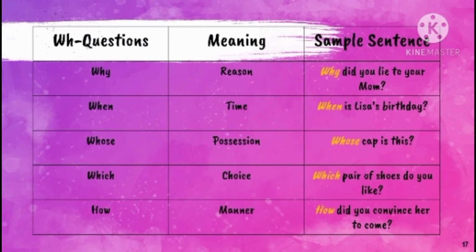Next, we have the WH question whose. This question asks for a possession. For example, whose cap is this? Next, we have the WH question which, which asks for a choice. For example, which pair of shoes do you like? And lastly, we have the WH question how, and it asks for a manner. For example, how did you convince her to come?